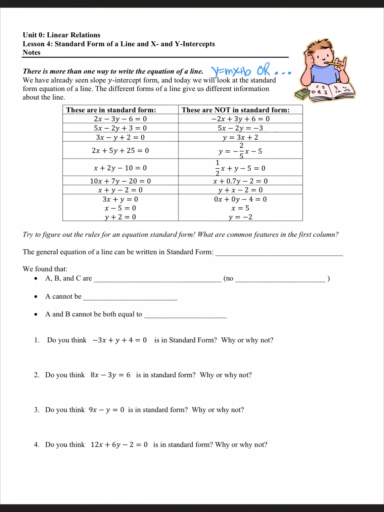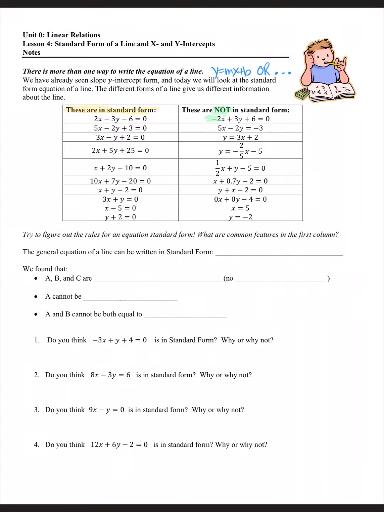If you have a look at this table, everything on the left-hand side is an equation in proper standard form, because there's very specific rules about what proper standard form is. Everything on the right is not in standard form. So if we look here and compare side to side, we have 2x minus 3y minus 6 equals 0. Well, the one right next to that looks similar. The only difference which is saying it's then not in standard form is this negative. So there might be something there with having a negative in front of that first term, maybe.